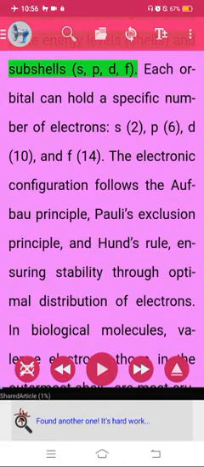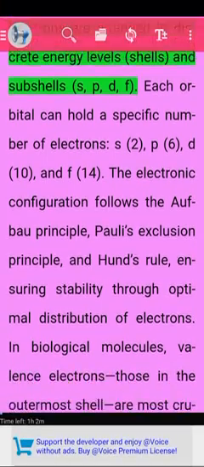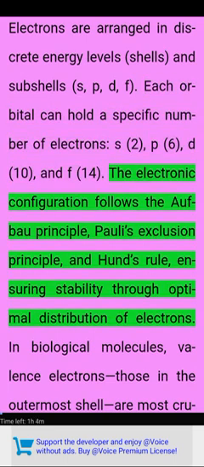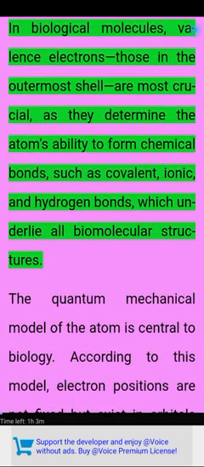Electrons are arranged in discrete energy levels, shells, and subshells s, p, d, f. Each orbital can hold a specific number of electrons: s2, p6, d10, and f14. The electronic configuration follows the Aufbau principle, Pauli's exclusion principle, and Hund's rule, ensuring stability through optimal distribution of electrons. In biological molecules, valence electrons, those in the outermost shell, are most crucial, as they determine the atom's ability to form chemical bonds, such as covalent, ionic, and hydrogen bonds, which underlie all biomolecular structures.